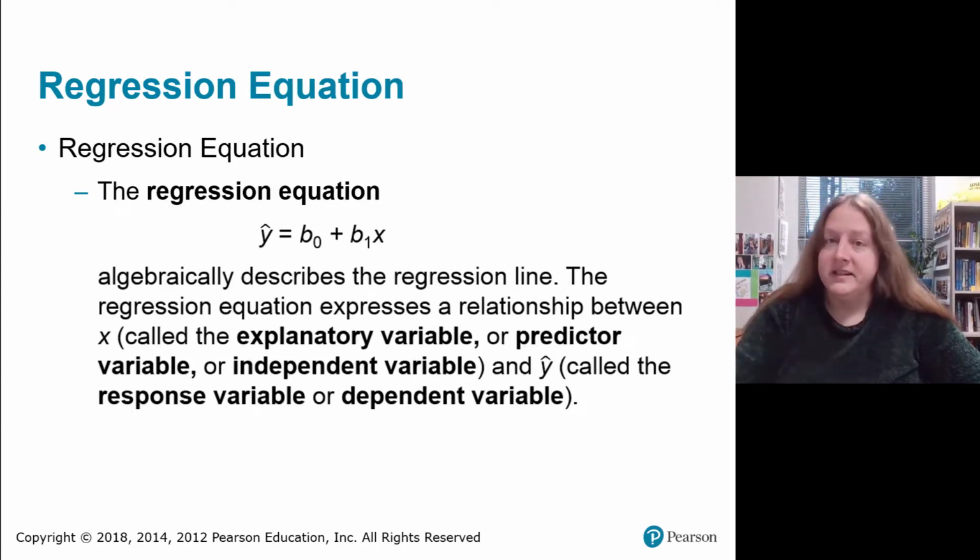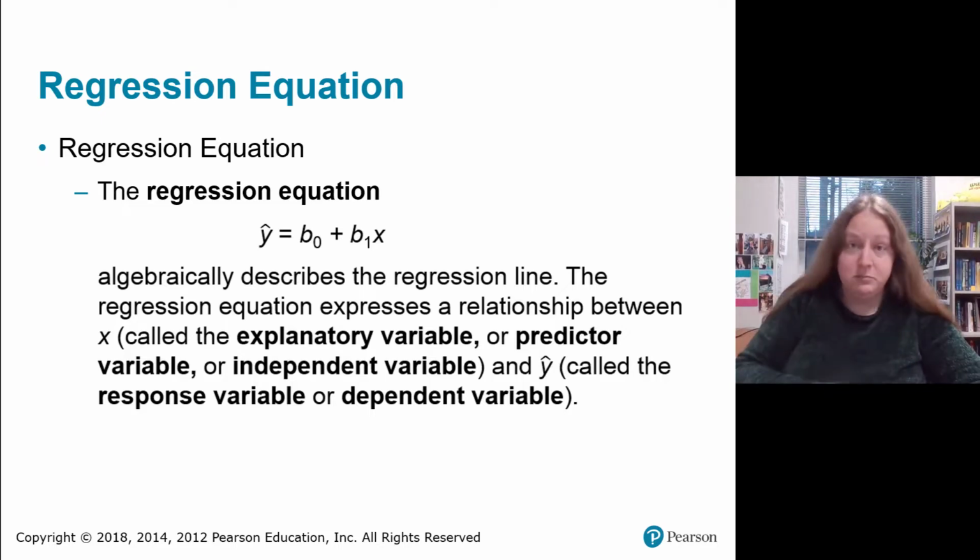Since it's a line, we have a linear equation, and we say y hat equals b sub 0 plus b sub 1 times x. It's the equation of a line, slope-intercept form. B sub 0 is our y-intercept, b sub 1 is our slope, and x is our independent variable, also sometimes called the explanatory variable or predictor variable, because we're going to be using it as input to predict our y value.